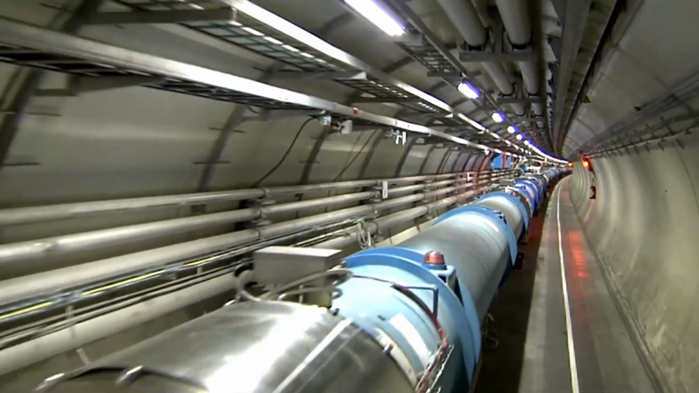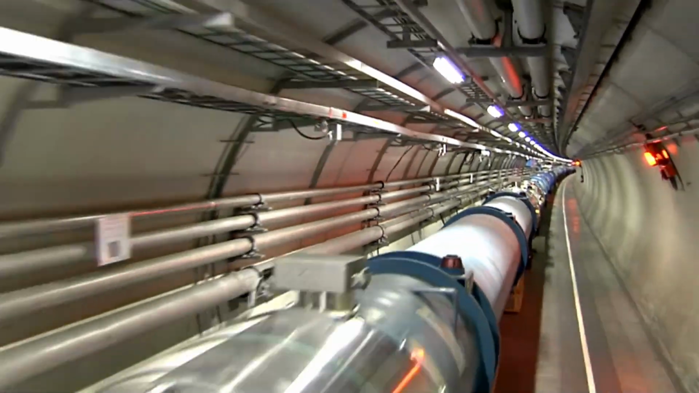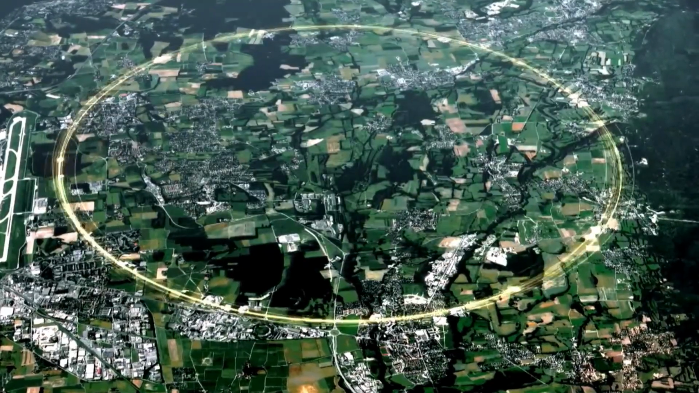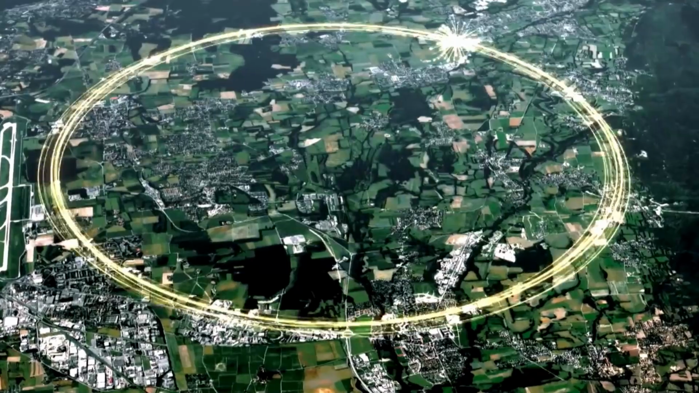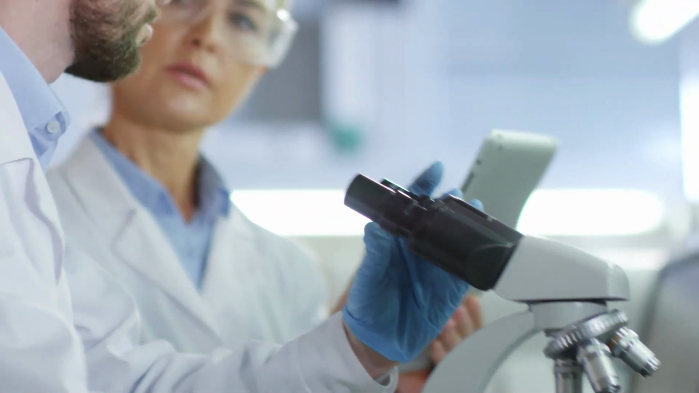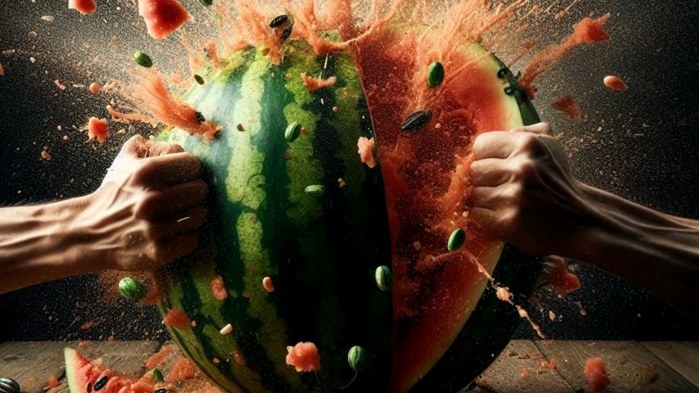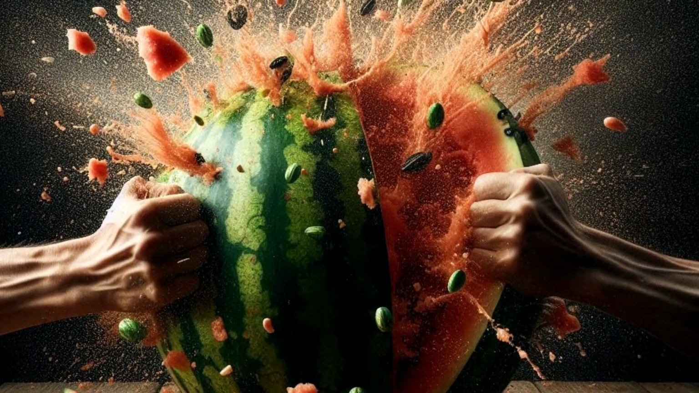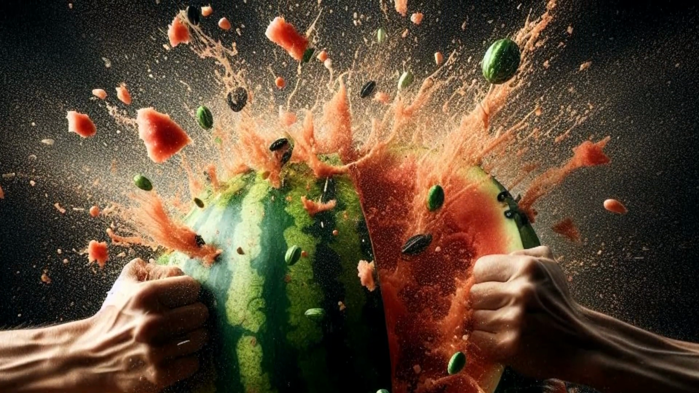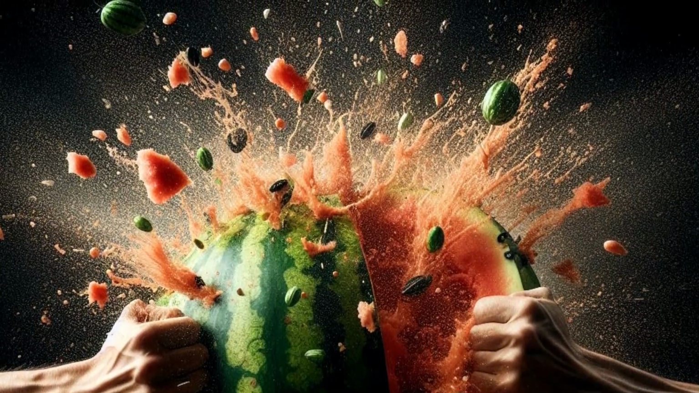Another way scientists search for dark matter is by using powerful machines like the Large Hadron Collider. This machine smashes particles together at incredibly high speeds, hoping to create and detect dark matter particles in the process. When particles collide, they can produce a shower of different particles. Scientists sift through this shower, looking for anything unusual that could indicate the presence of dark matter. Think of it like smashing two watermelons together and trying to find one specific seed in the explosion. It's a tough job, but by studying these collisions, we hope to find clues about dark matter.